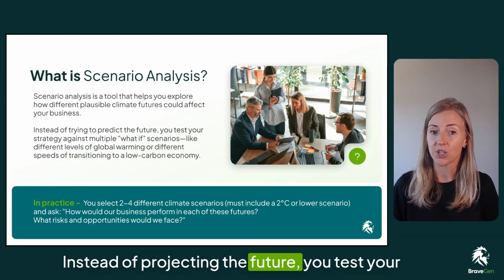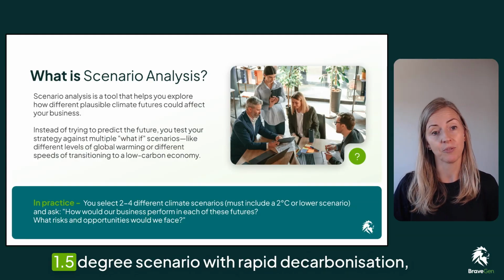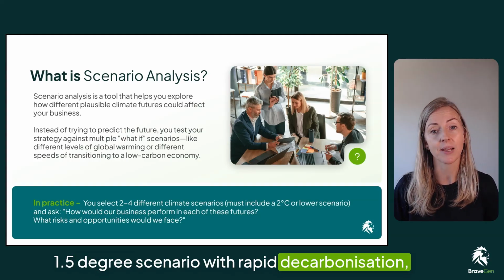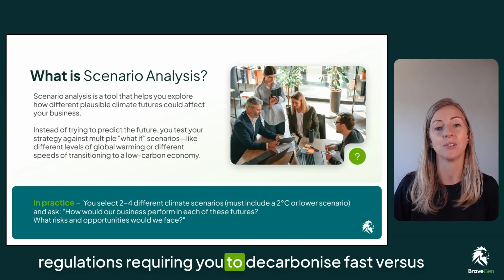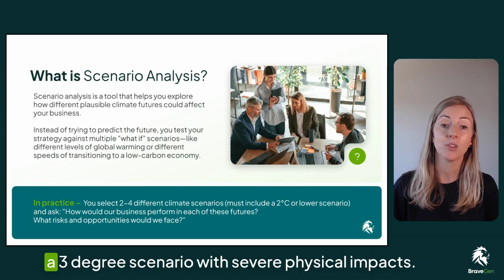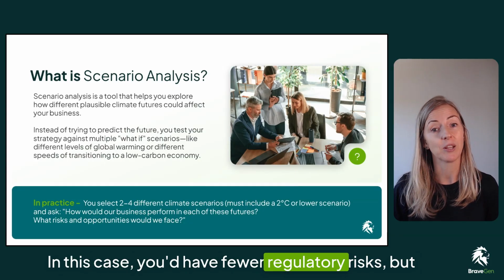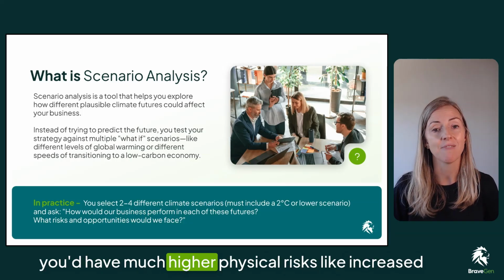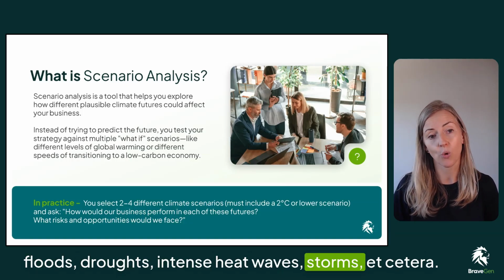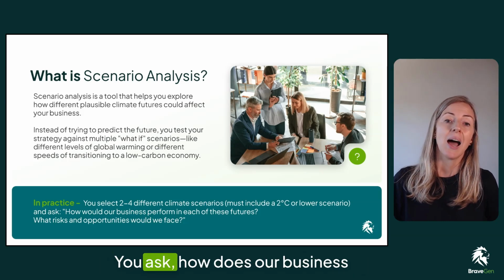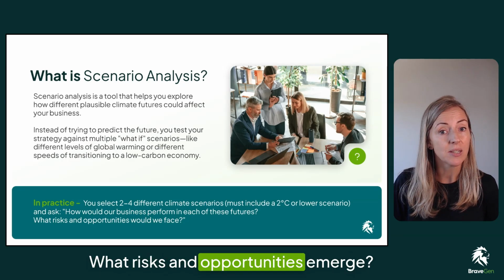Instead of predicting the future, you test your strategy against multiple plausible futures. Like a 1.5-degree scenario with rapid decarbonization, you'd have more transition risks in this case, like regulations requiring you to decarbonize fast, versus a 3-degree scenario with severe physical impacts. In this case, you'd have fewer regulatory risks, but you'd have much higher physical risks, like increased floods, droughts, intense heat waves, storms, etc. You ask, how does our business perform against each scenario? What risks and opportunities emerge?